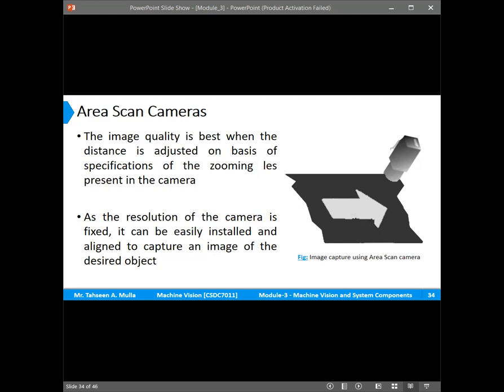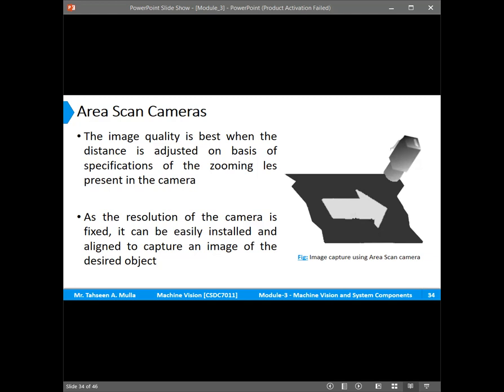So the distance between the camera and the image will determine your actual field of view, right? As the resolution of your camera is fixed at only 1 megapixel, it can be easily installed and aligned to capture an image of the desired object. So it is very easy to understand.